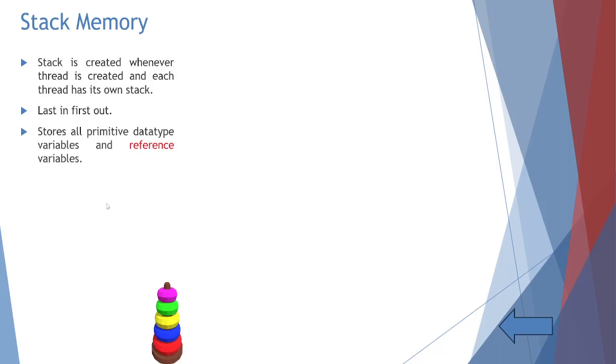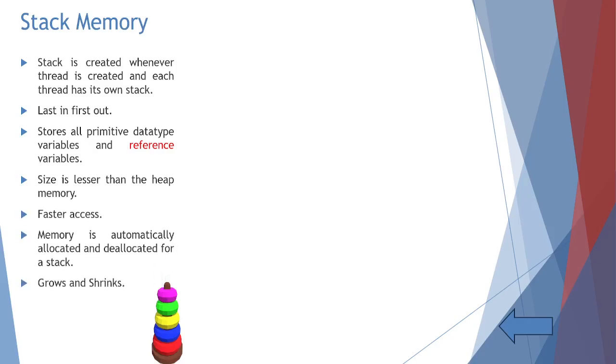It stores all primitive data type variables and reference variables. It stores only variables and contents of primitive data types, and only reference variables, but contents are stored in heap memory. The size of a stack is lesser than the heap memory. Faster access is possible. Memory is automatically allocated and deallocated for a stack. It grows and shrinks. Let's see an example.